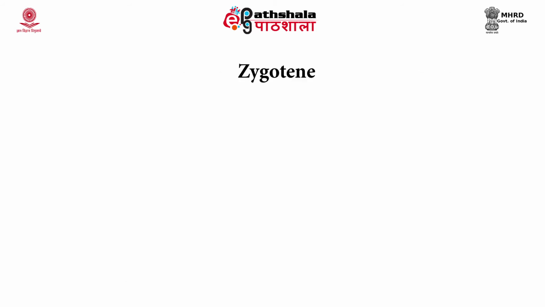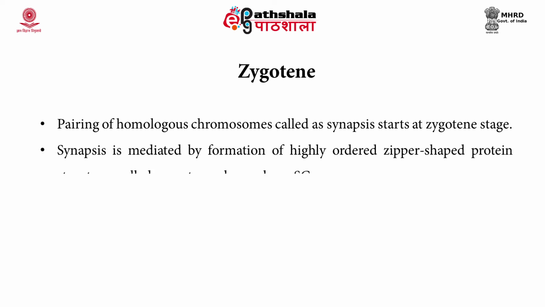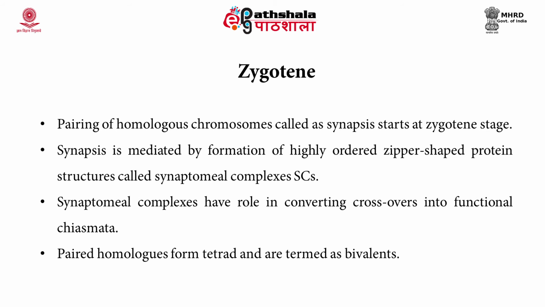The next stage following leptotene is zygotene. In this stage, pairing of homologous chromosomes, called synapsis, starts. Synapsis is mediated by formation of highly ordered zipper-shaped protein structures that are called synaptonemal complexes, or shortly SC. Synaptonemal complexes have role in converting crossovers into functional chiasmata. Paired homologues form tetrad and they are called bivalents.